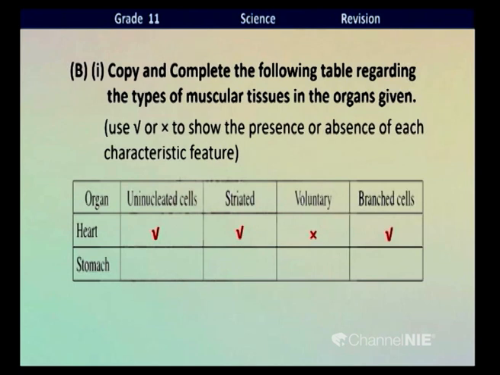Then go to the next type, smooth muscle tissue found in the stomach. Uninucleated? Yes. Right? Striated? No. Smooth muscle tissue is not striated. Voluntary? No. Smooth muscle tissues too function involuntarily. Branched cells? No. Cells are not branched in smooth muscle tissue. Right, children? Okay. Then we'll move to the next question.